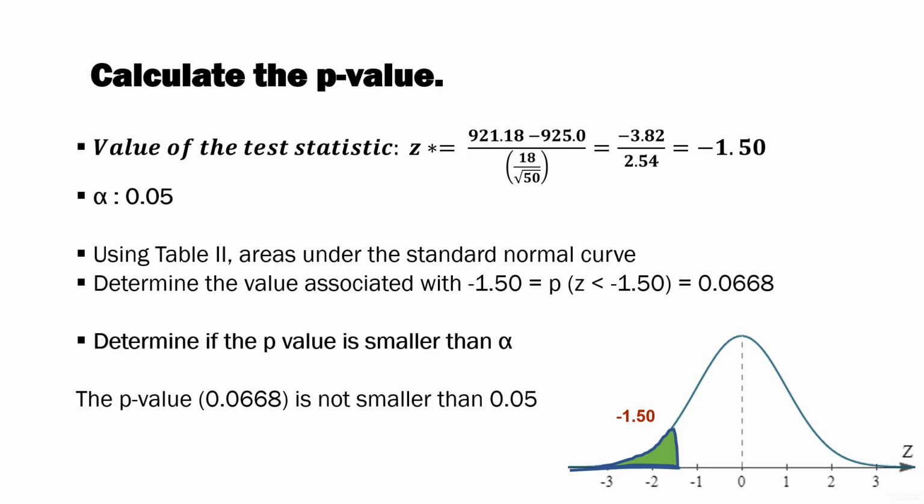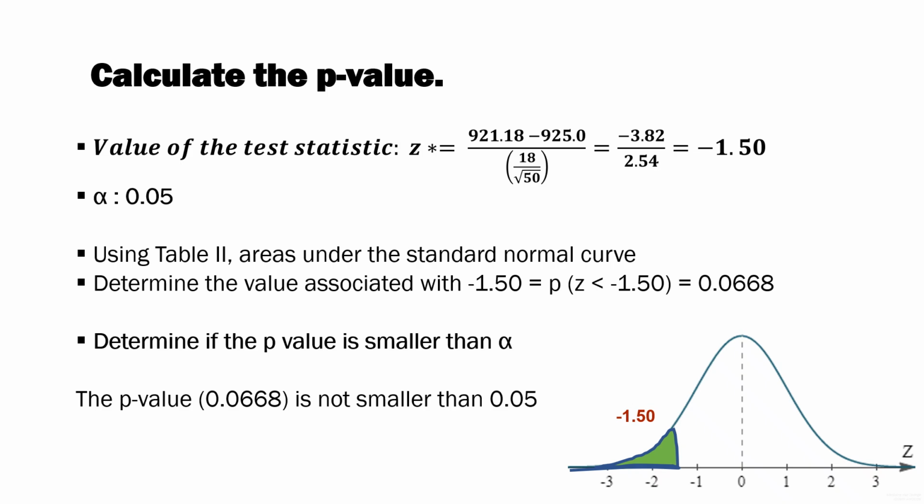And I want you guys to grab out your tables and make sure that you've got it, so that you know what you're doing. So what I'm going to do is use my table 2, and I am going to look for the z-score of negative 1.50. And when I do that and I look at the area under the curve, it ends up being 0.0668. This is our p-value.